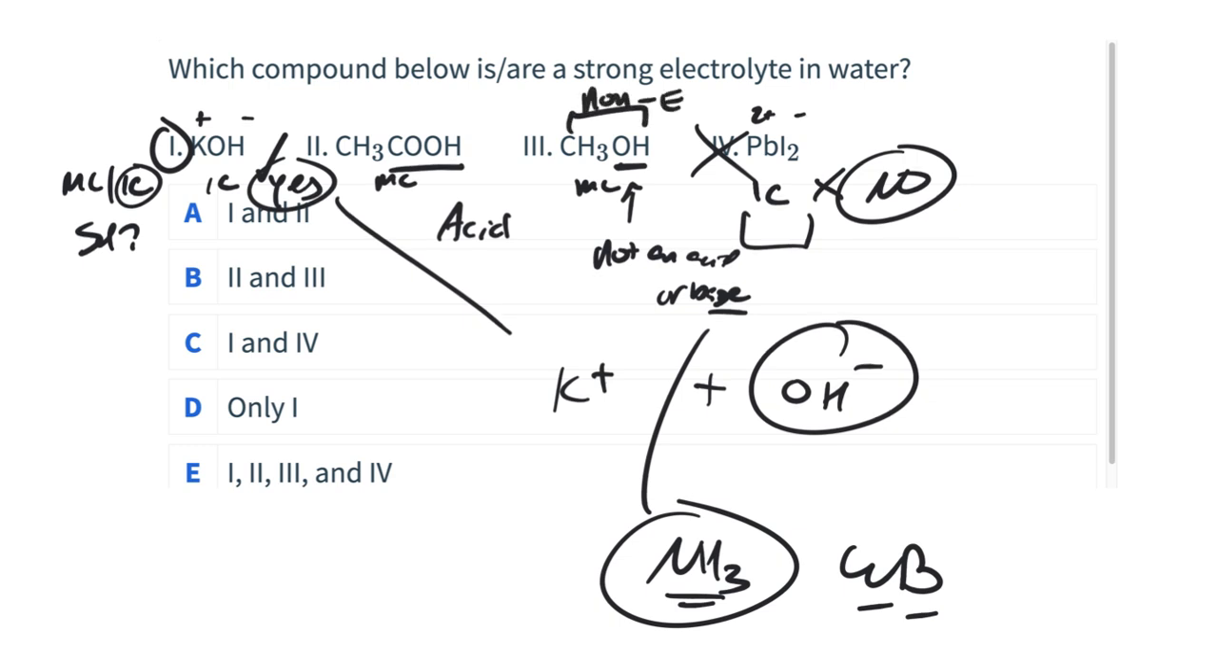And then the acetic acid in water would be a weak acid because it's not one of the 7 strong acids. So what are the 7 strong acids? That's something you just have to memorize.